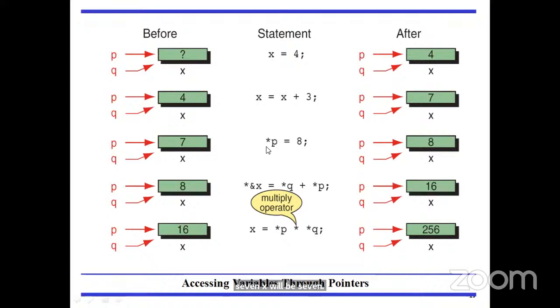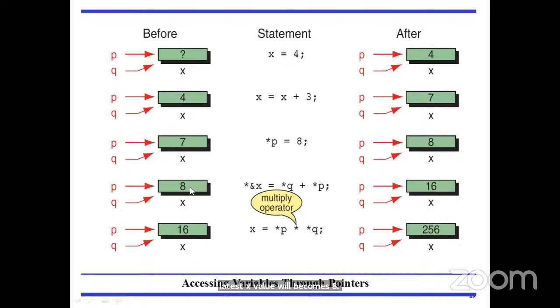Now what is this star P? We are assigning the value 8. P is pointing to X, so indirectly X value is getting changed. X value equal to 8. The latest X value becomes 8. And next, there are P and Q variables. Latest X value becomes 8.